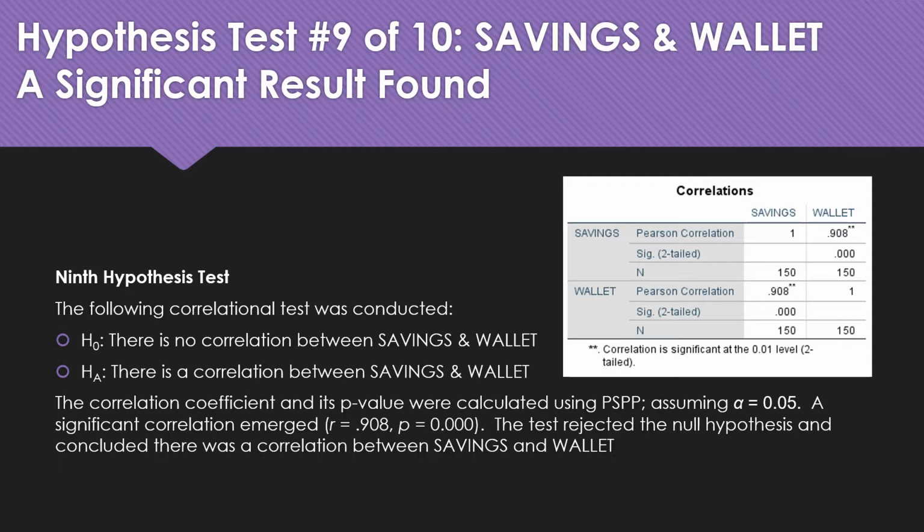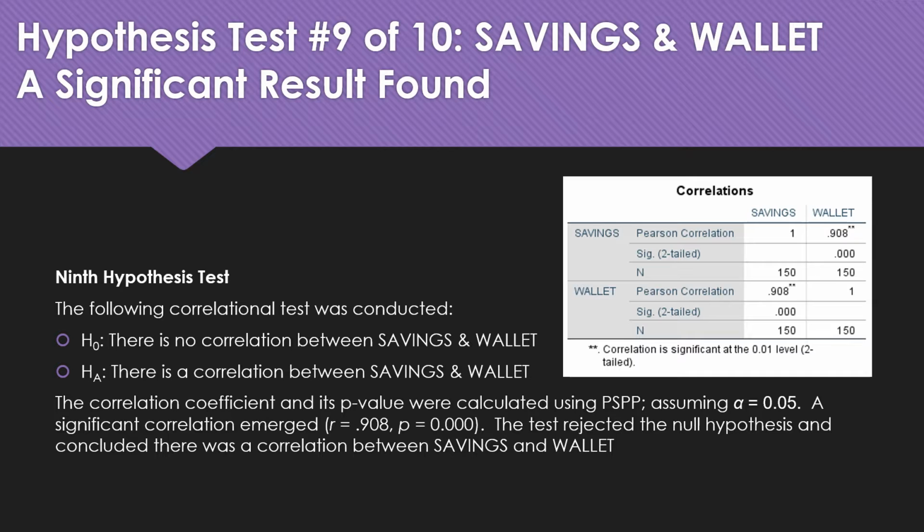Moving right along to hypothesis test number 9 of 10, savings and wallet, a significant result was once again found. For our 9th hypothesis test, the following correlational test was conducted. There is no correlation between savings and wallet, was our null hypothesis. Our alternative hypothesis was that there is a correlation between savings and wallet.